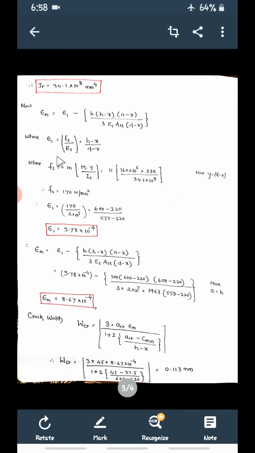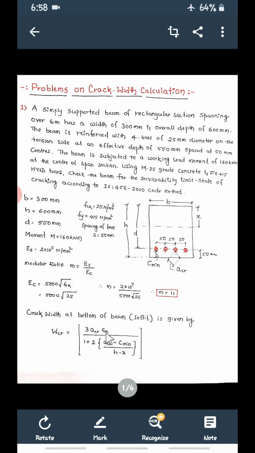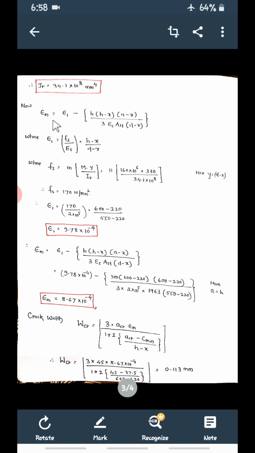Now we have to calculate the epsilon m. So in this formula, see here, epsilon m we have to calculate. So what is epsilon m? Epsilon m is equal to epsilon 1 minus b into (h minus x) into (a minus x) divided by 3 Es Ast (d minus x). So all these formulas are there in the code book.